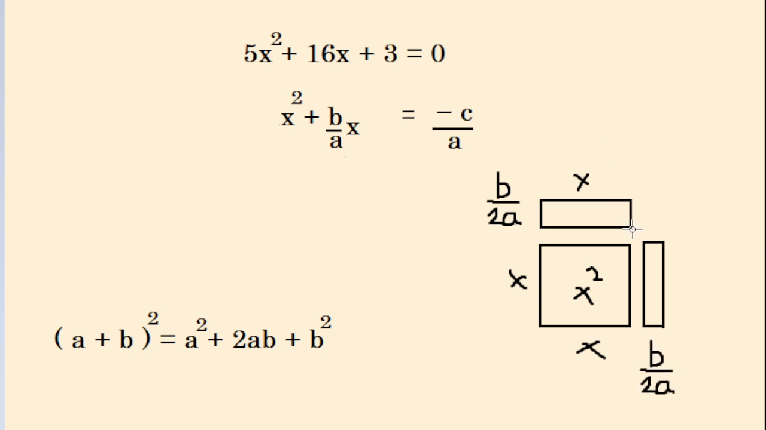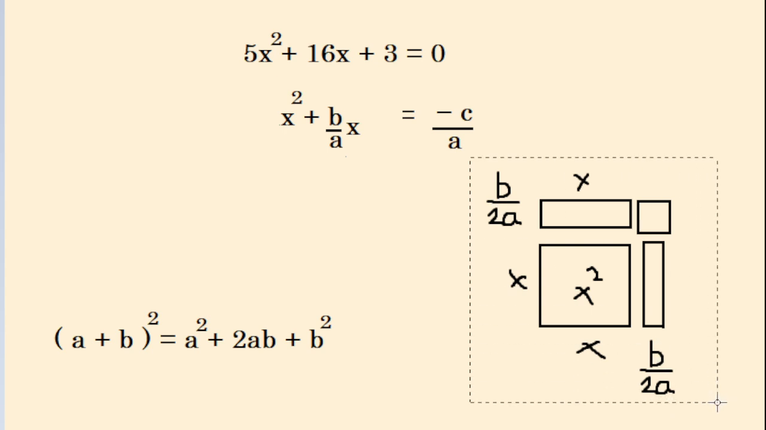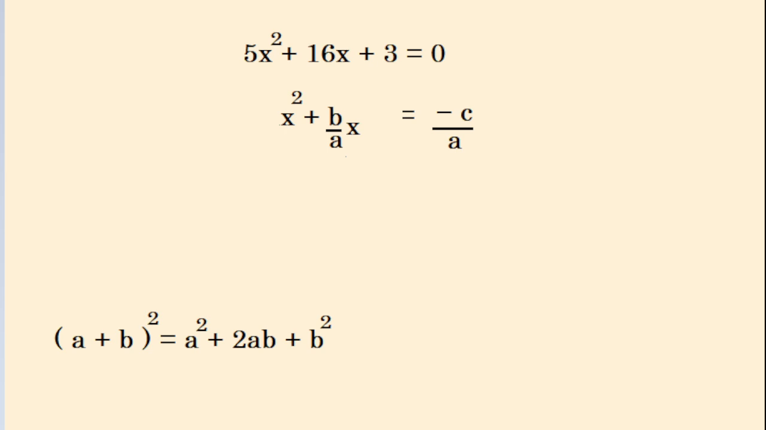So there is a little square that we need to add. And we know that this little square is b over 2a times b over 2a. I think I'm gonna delete this now, because I don't have space. So, b over 2a.